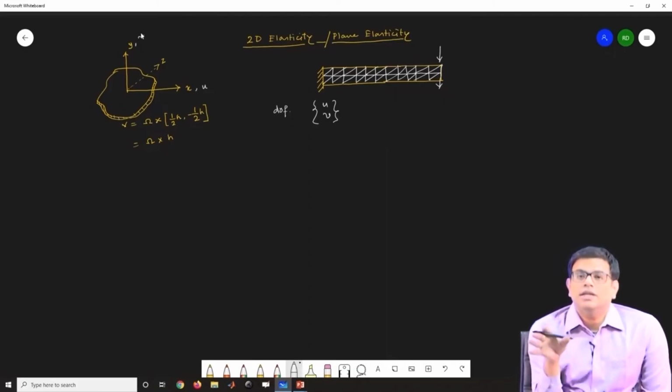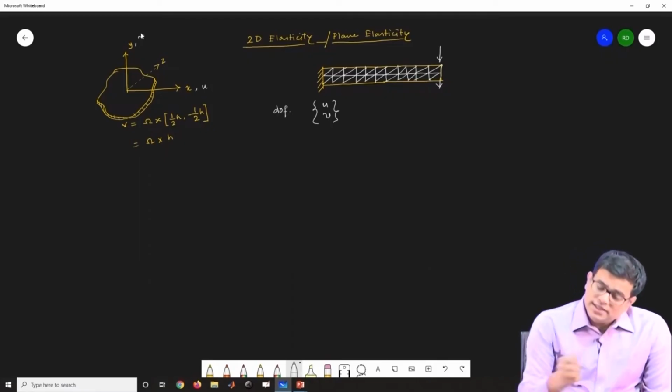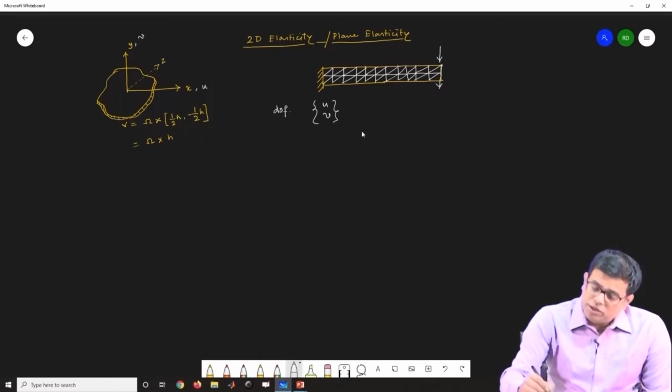Till now we have studied the scalar formulation. Probably you have solved the torsion problem also, which is a scalar field, that torsion function, the stress function basically. So that's a scalar field problem. Now this is a vector field problem. So this is one kind of problem that we'll solve.